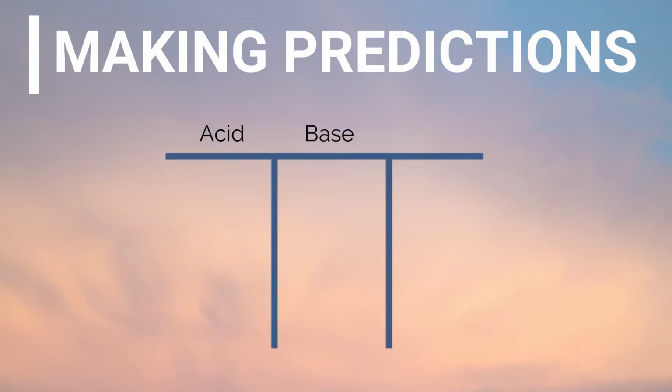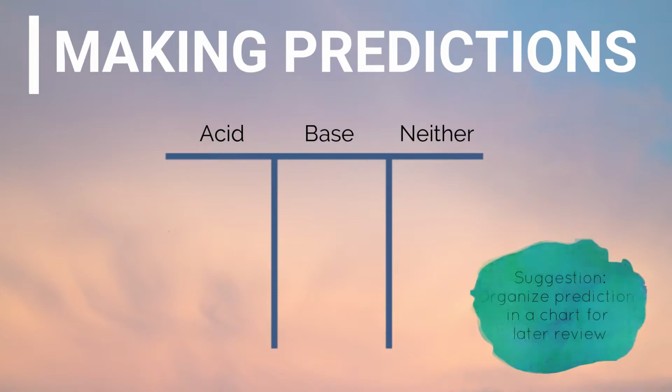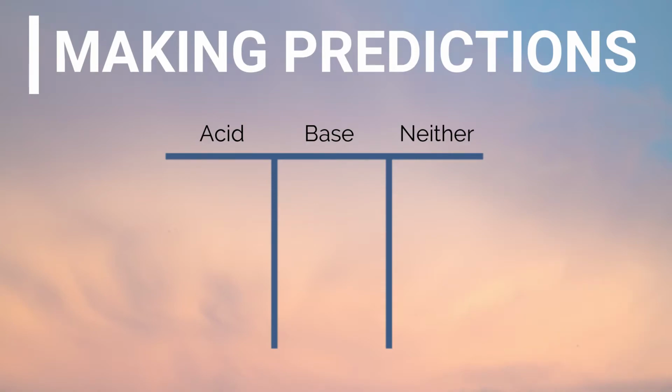If your child isn't familiar with some of them, you can encourage them to either make a guess or put them off to the side. Do you think they're an acid? Do you think they're a base? They could be neither. So what do you think based on the characteristics that we have already discussed about what acids and bases are? And this is a prediction, so don't feel like your child has to be right now.